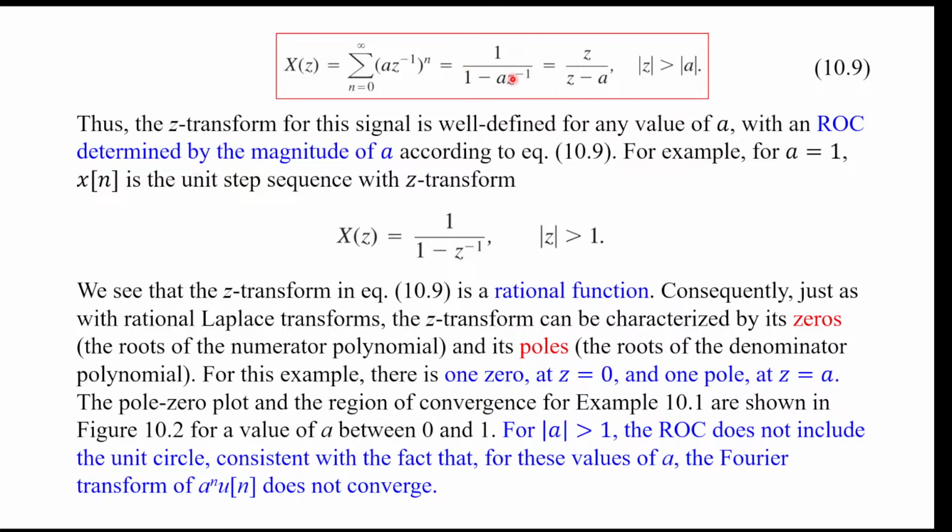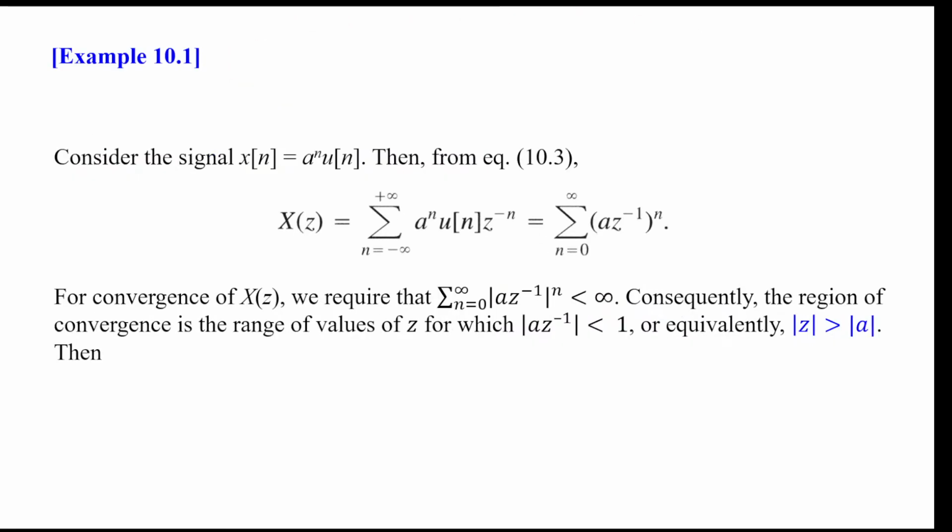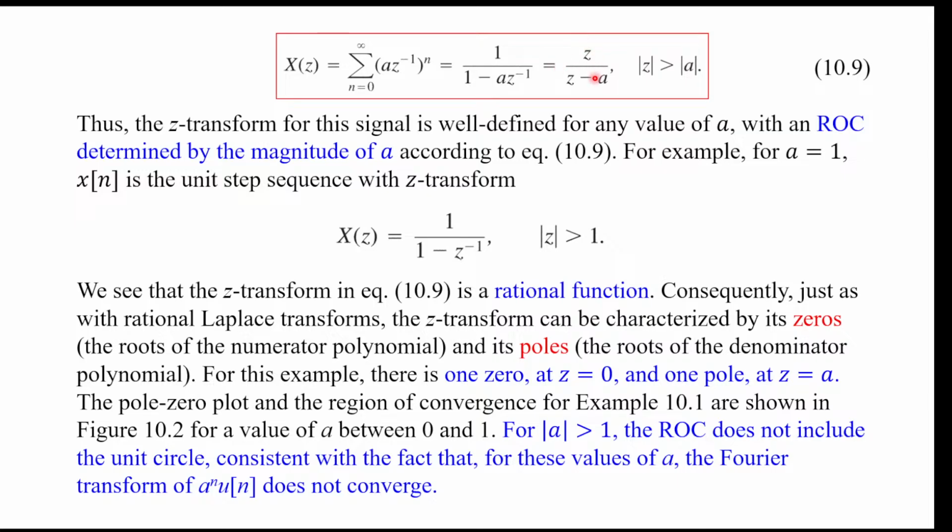And if we want to express this as a rational function of z, then we multiply z on both the upper side and the lower side, so we get z over z minus a. Okay. And so this is the z transform of our exponential function. It's z over z minus a, with absolute value of z greater than absolute value of a.